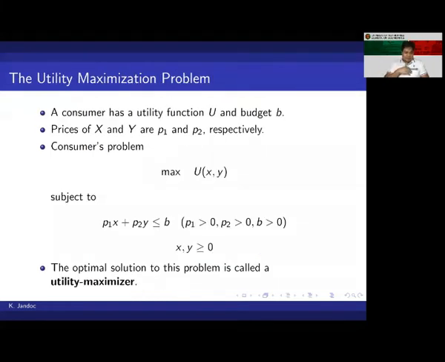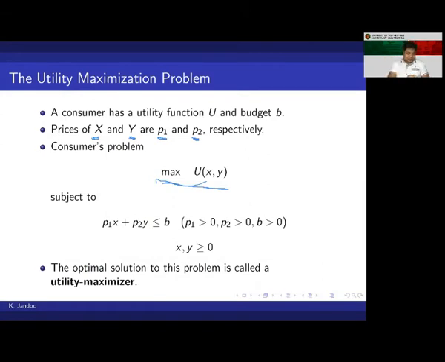So now here we'll formally state the problem. The consumer has a utility function u and a budget b. For goods x and y, the prices are p1 and p2 respectively. So p1 is the price of good x and p2 is the price of good y. Now the utility maximization problem, which is the consumer's problem, is to maximize his utility, or his satisfaction, by consuming x and y, subject to his budget constraint.